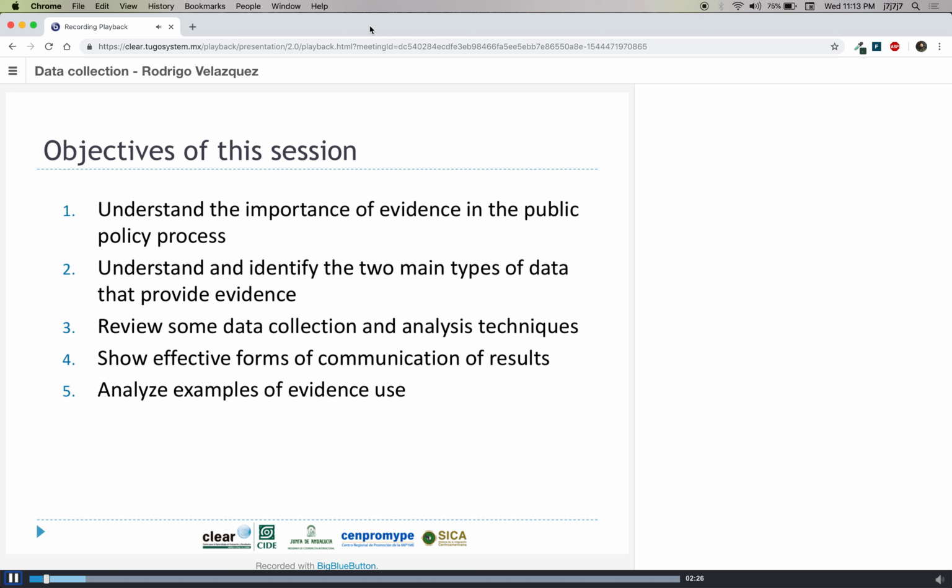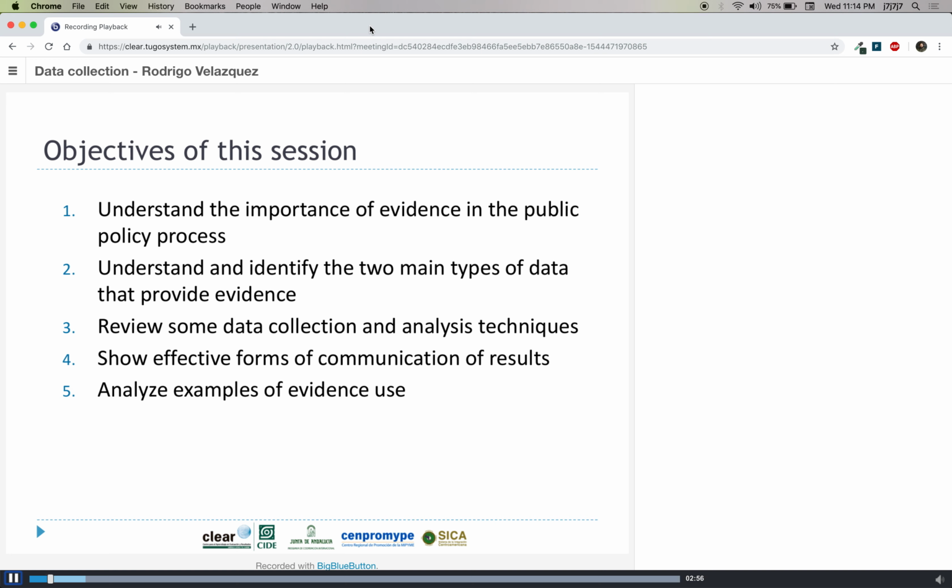Then we are going to see this in more detail, but we're going to see that evidence is a set of elements that have to be organized, systematized, in order to understand the argument or ratio that we want to analyze. So there are some requirements that we're going to analyze in more detail, but this is the first point concerning this session: understanding evidence and why it is important in the public policy process.